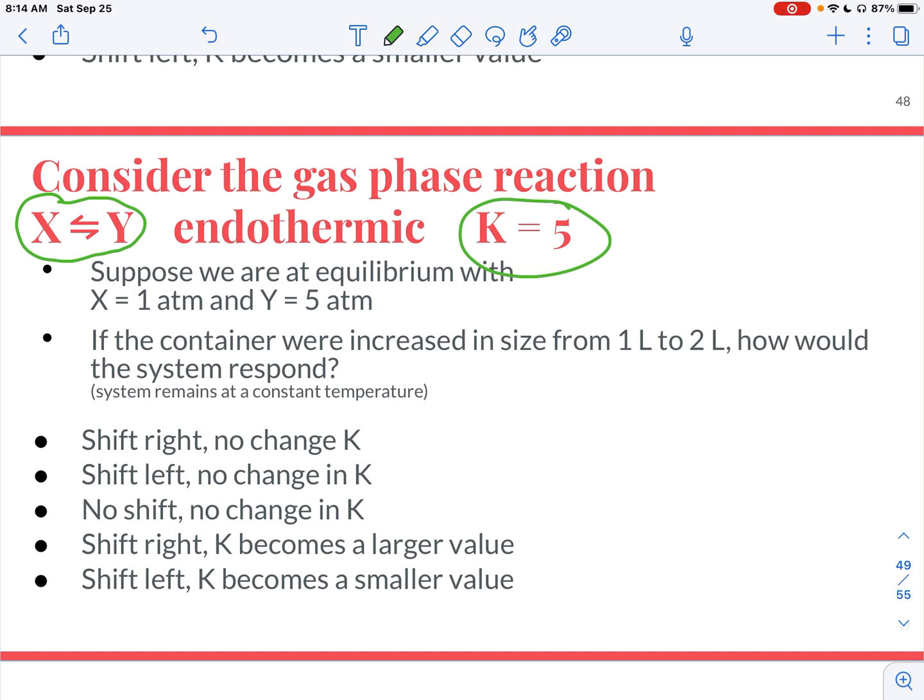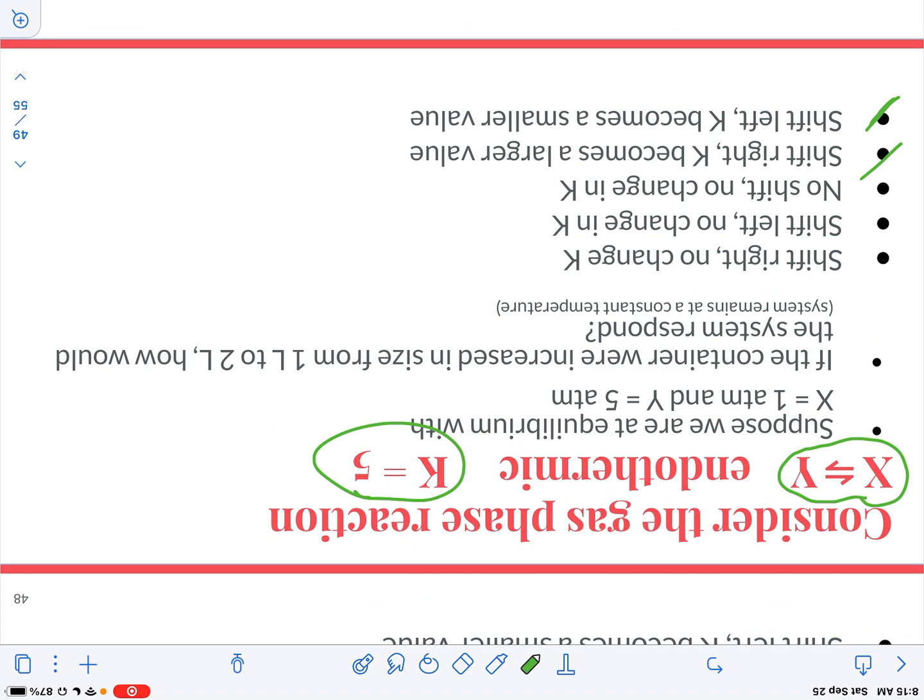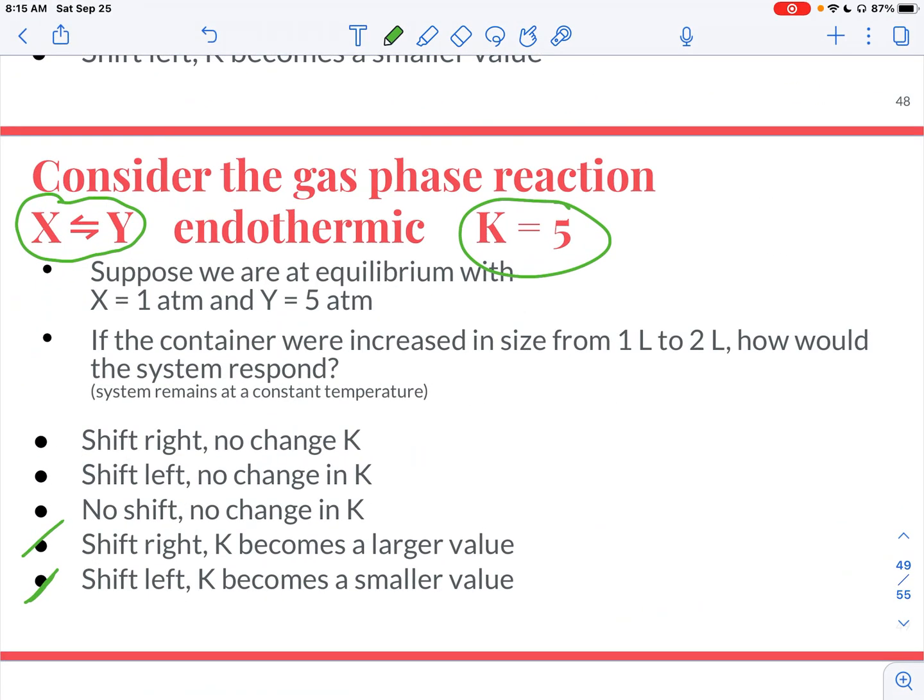So here, if the container was increased in size from 1 liter to 2 liter, how would the system respond? So let's think about that. Temperature is constant, so we can get rid of these two. K is not going to change. But let's talk about what happens when we increase the volume. When we increase the volume, that means we're decreasing pressure.